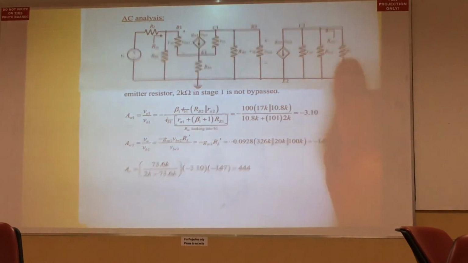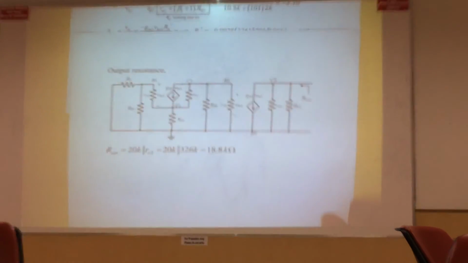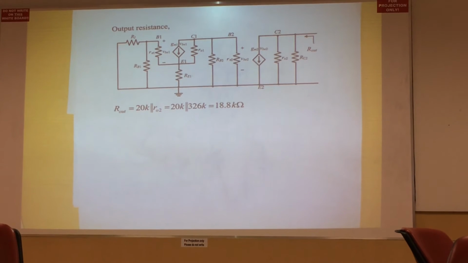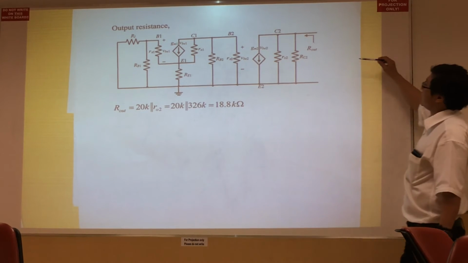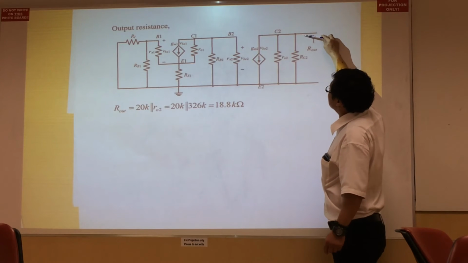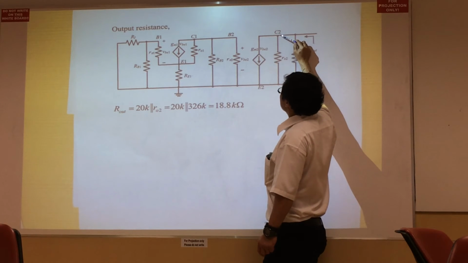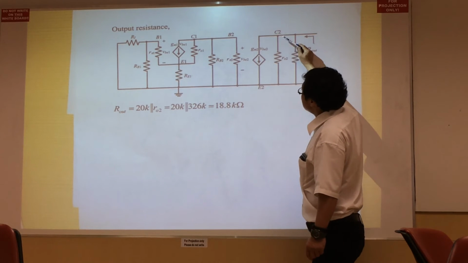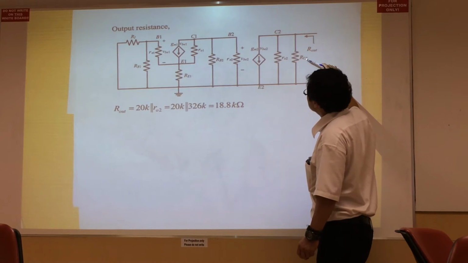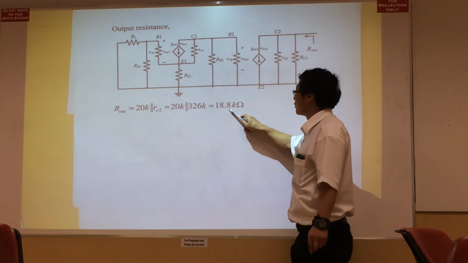Okay. Then we take a look at the output impedance. To find out the output impedance, again we look into the collector, omitting the load resistor, just look into the collector, including your collector resistor and the output of the collector of the transistor. And therefore when you look at it, you find R0 and RC2 in parallel. And therefore you can work this out to be 18.8K.